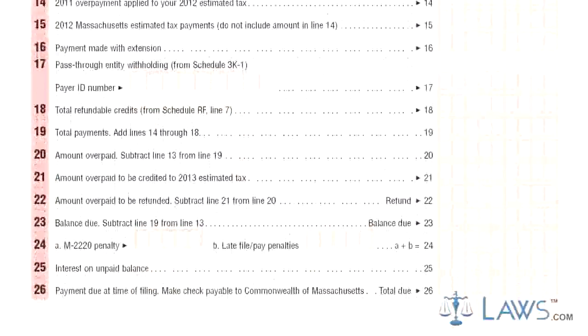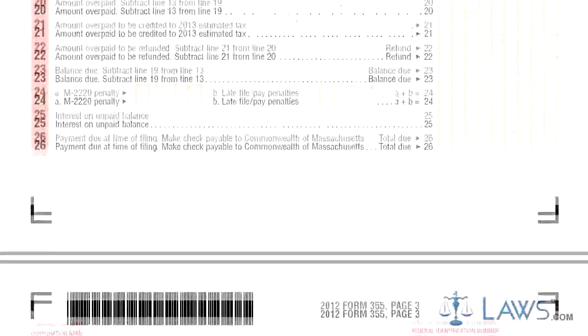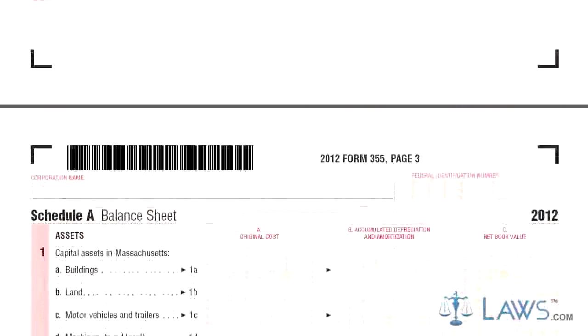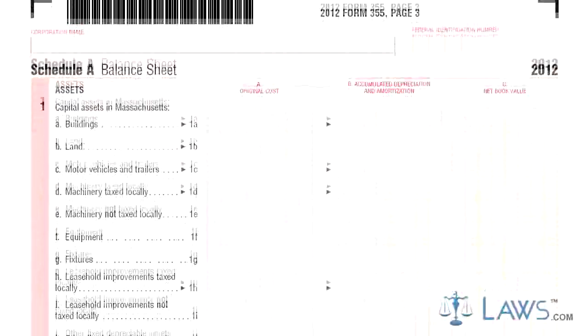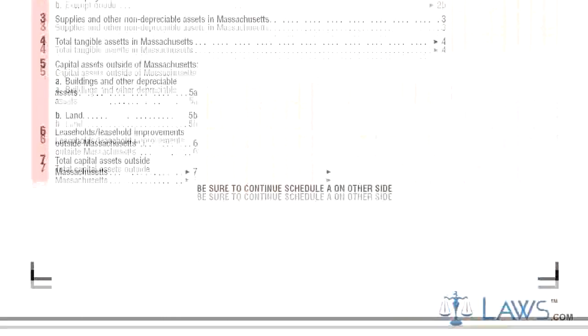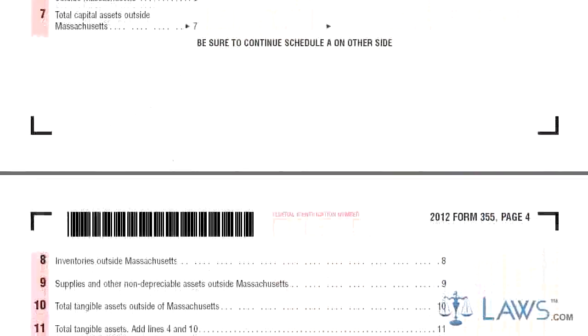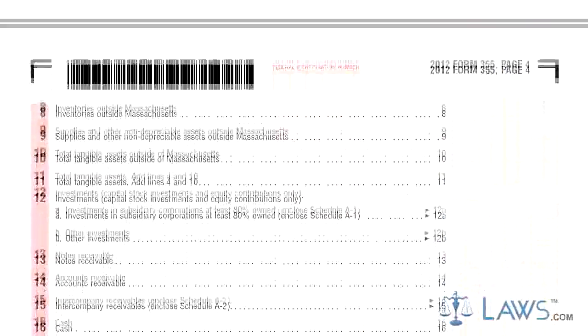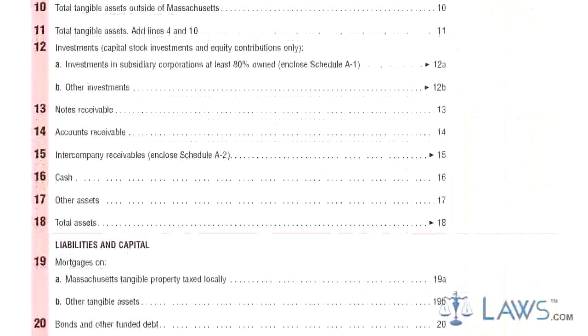Step 4. Before completing page 2, complete the rest of Form 355. Schedule A documents your balance sheet. Step 5. Schedule B documents tangible and intangible property. Step 6. If line 15 of Schedule B is 10% or more, complete Schedule C and transfer line 4 to line 1 of page 2.